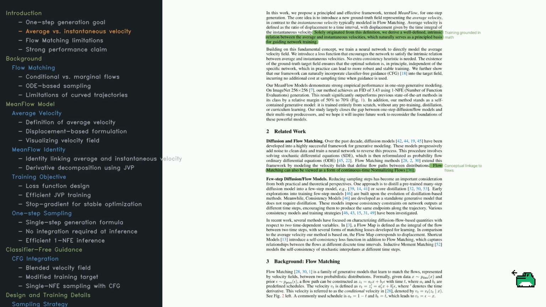Before moving on, the paper takes a moment to explain how flow matching works. Picture blending an image and noise using a recipe that changes over time. The velocity is just the rate of change in that blend, like how fast you're shifting from noise toward the final image. This helps frame why the average velocity idea is not just simpler, but potentially more powerful.